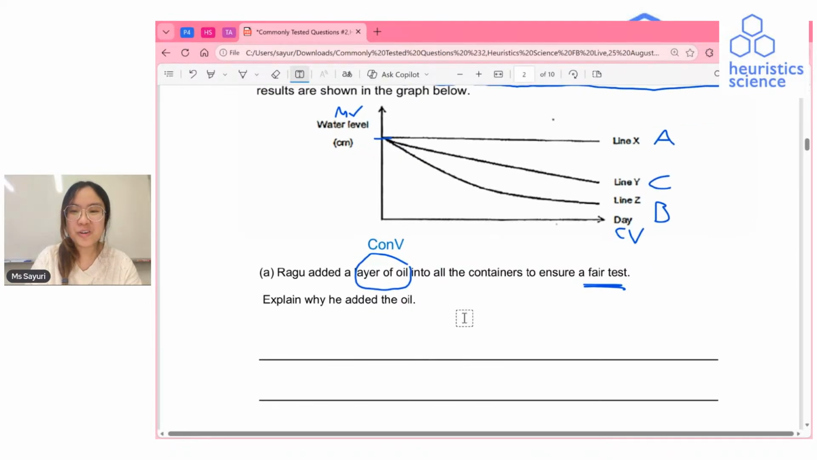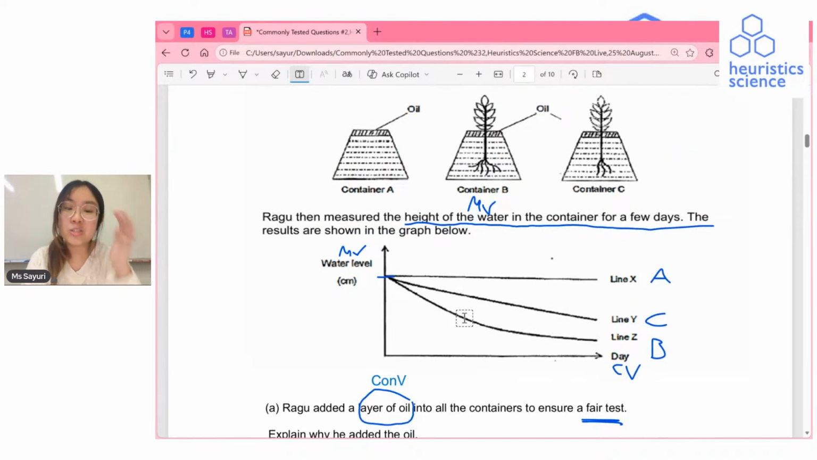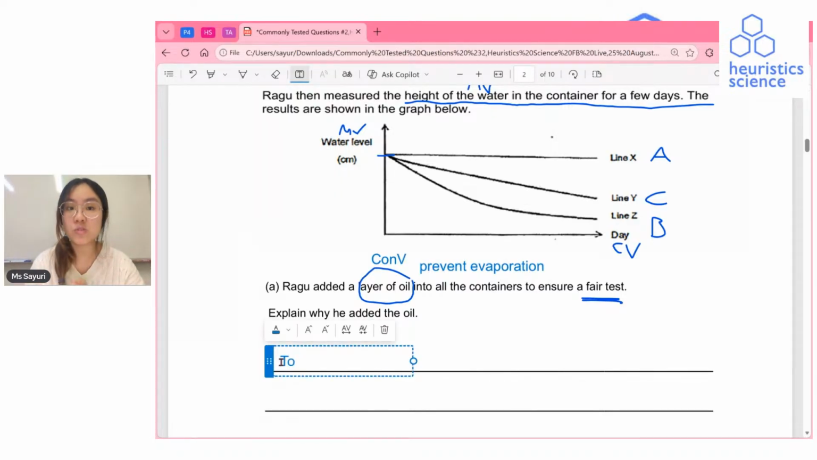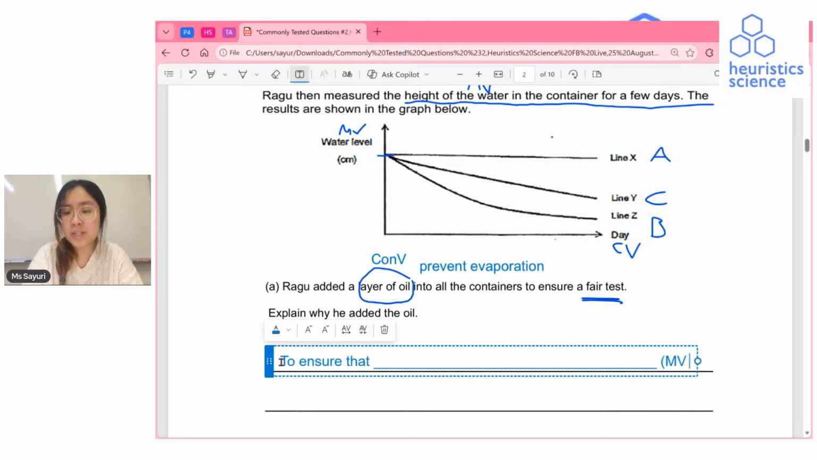Alright, now back to this. The layer of oil here represents evaporation. It is to prevent evaporation. So we know that it prevents evaporation, right? How are we going to write it back into an answer? You want to always use the fair test formula. I cannot emphasize this enough. Because when you talk about an experiment, definitely you need to mention change variable, measured variable, and constant variable. So I will always write it like that: to ensure that blank, this blank here is the measured variable.